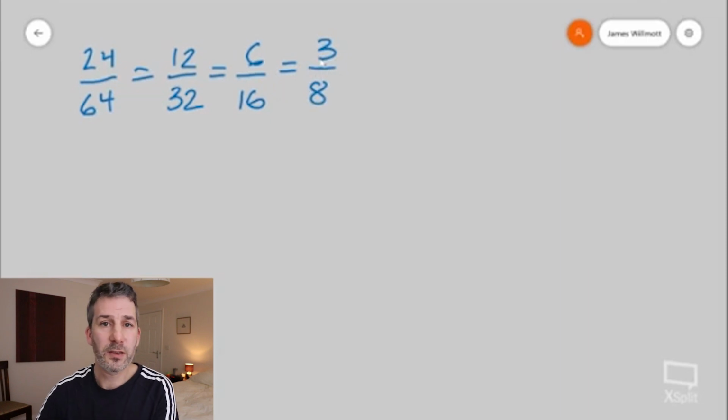I know I'm done because that 3 can't divide by anything. 3 only divides by 1 and 3. Well, at least giving us a whole number anyway. That's what we want, isn't it? So 24 over 64 is equal to 3/8.